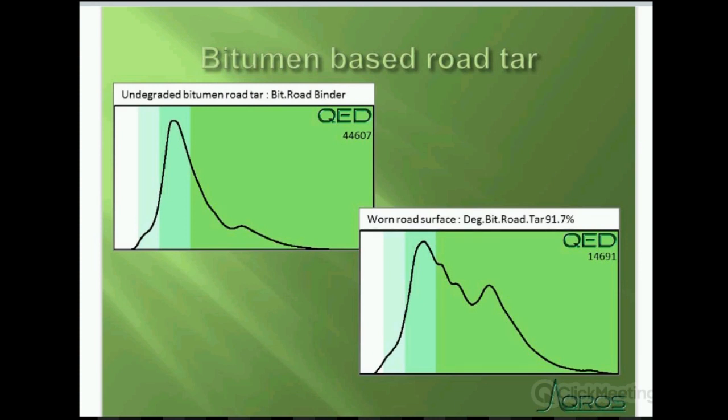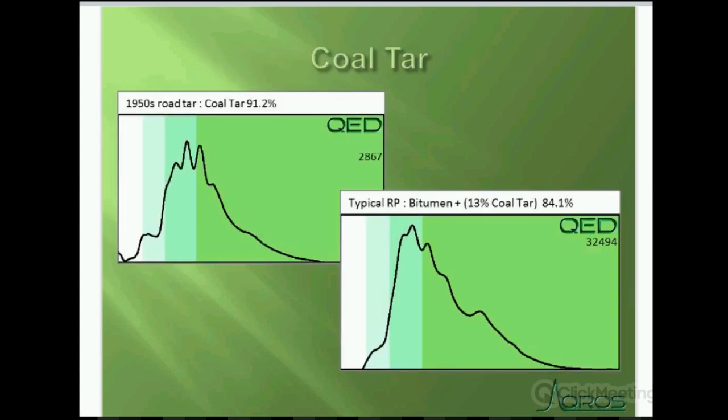So let's see how the QED addresses this particular issue. Here is a fingerprint, or two fingerprints rather, one of undegraded bituminous road tar. So that's fresh modern road tar, that's what it looks like. And compare that with, again, bituminous road tar, but it's now become very degraded. This is what happens to it when it's exposed to sunlight, rain, frost, snow, stuff being spilled all over it, and general wear. It changes, and that's what it looks like. So you can see there is a significant difference.